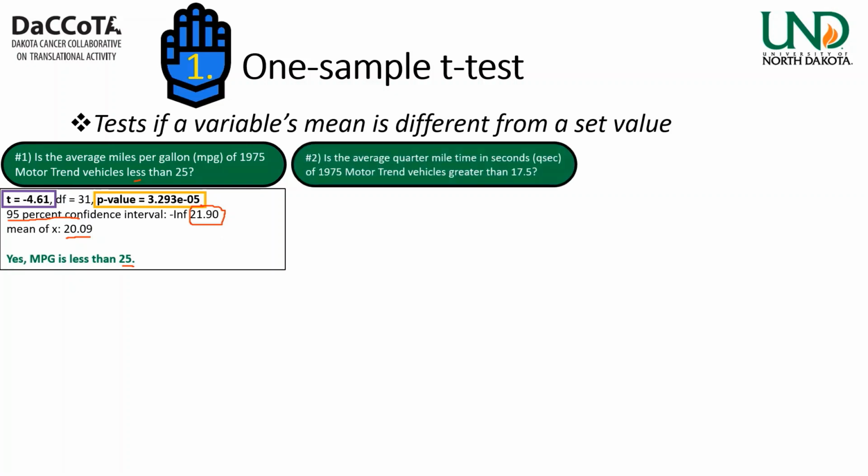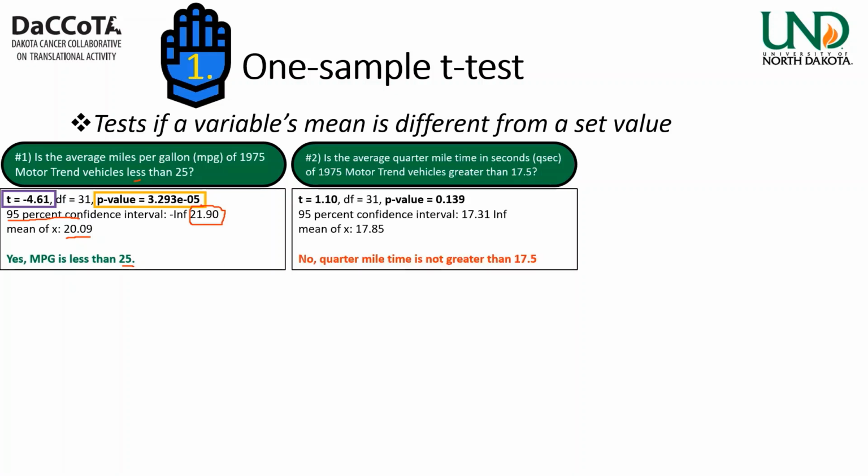So now we can ask a similar question, but now asking if its quarter mile time in seconds is greater than 17.5. Test statistics, p-value, we see that now it's above 0.05, which means no. Quarter mile time is not greater than 17.5. The actual mean is a little bit higher, but it's not significant.